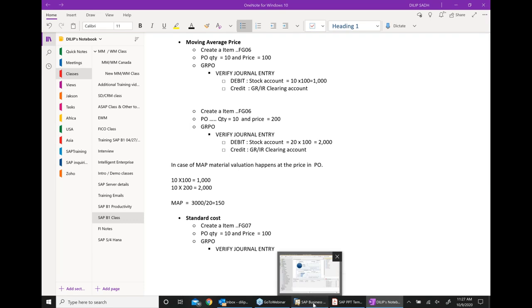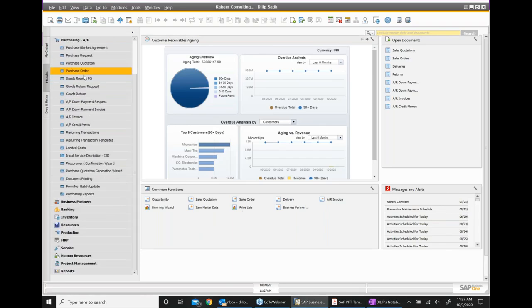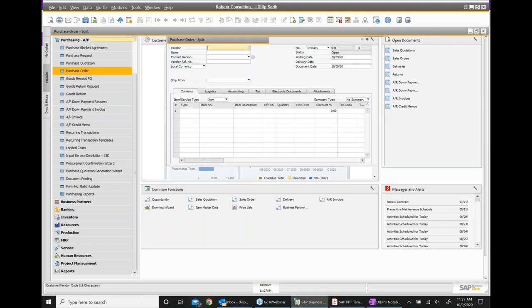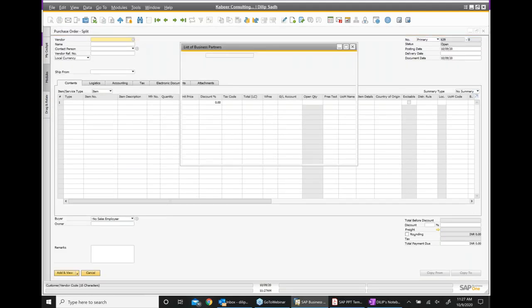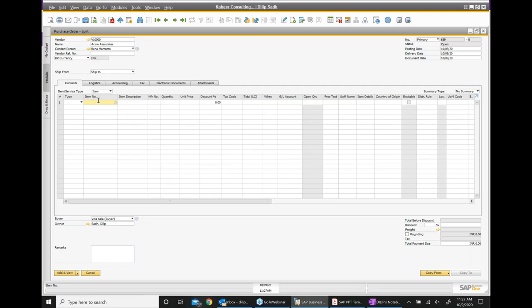So if I go back, I want to go to purchase order, and then I select the vendor, any vendor we want. I enter the item FG07, and then I select the quantity 10 pieces, and I put the price as 100. So my standard price is 100, and my purchase price is also 100. And I say add and view.